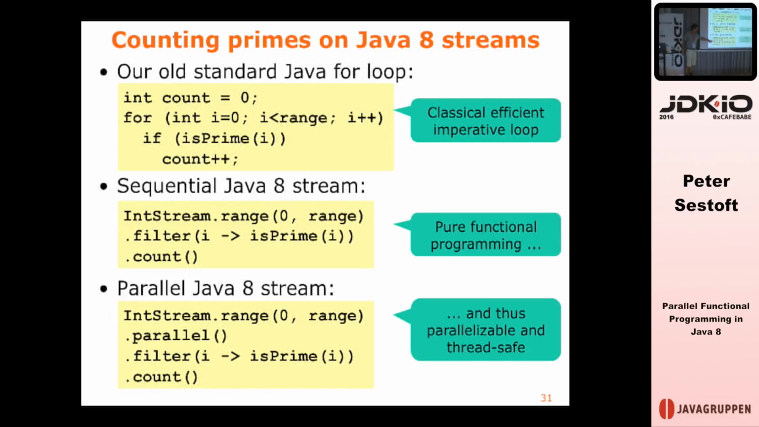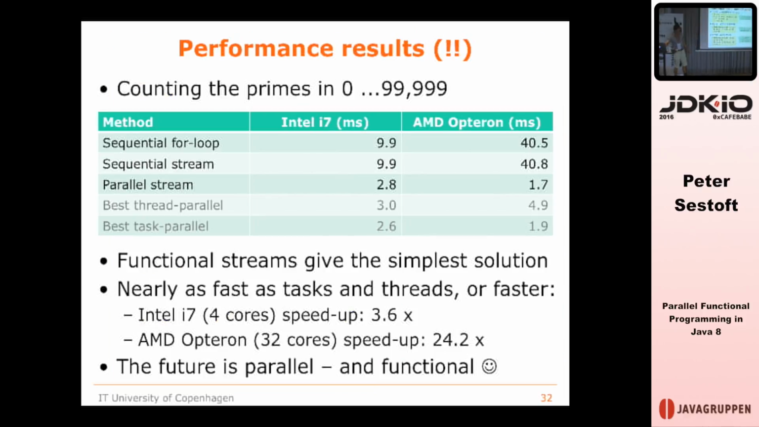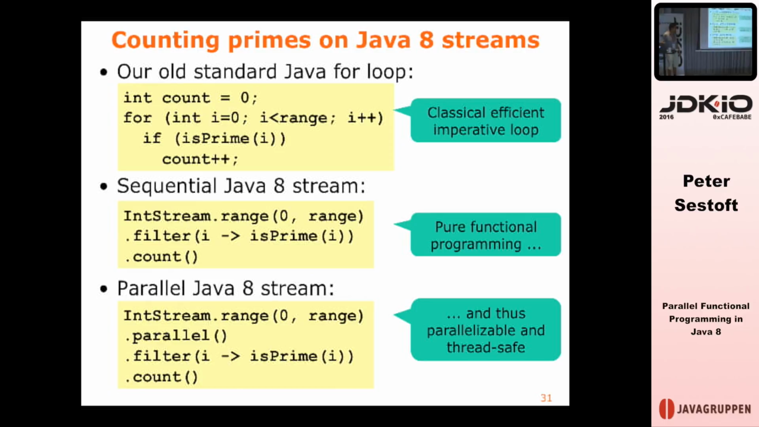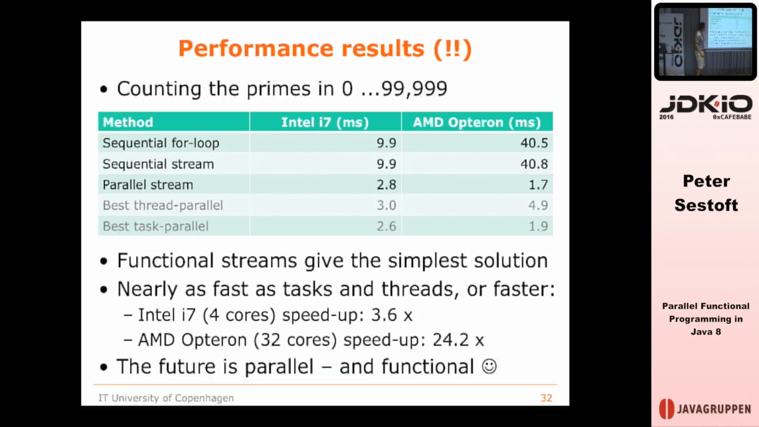And the great thing, of course, is that you get parallelization for free here. The parallel stream takes 2.8 milliseconds on that machine. That's a speedup of a factor of 3.6 on a 4-core machine, which is not bad. So by programming functionally and naively, declaratively, we actually obtain parallelization very, very cheaply.